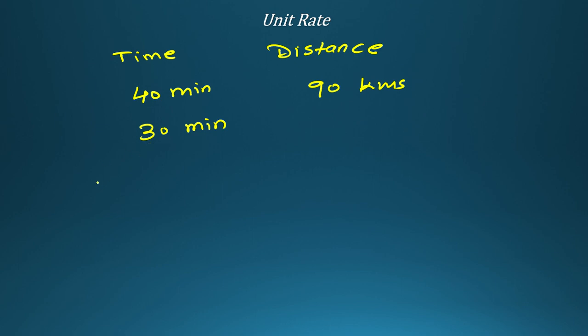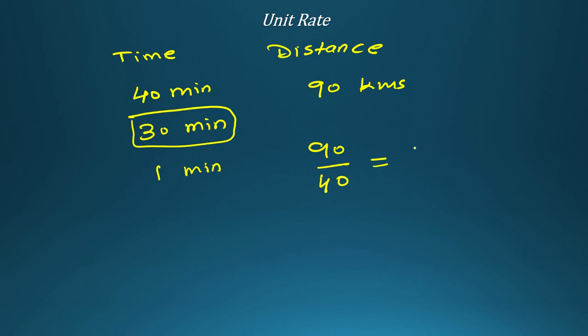If you are converting it to one, that is called the unitary method. I will tell you both. We have to find for 30 minutes, but first we are going to find for 1 minute. For 1 minute, as you know, it will cover less distance. So 90 divided by 40, 0 and 0 cancel out, so it will be 9/4 kilometers per minute. This is the distance covered in 1 minute.